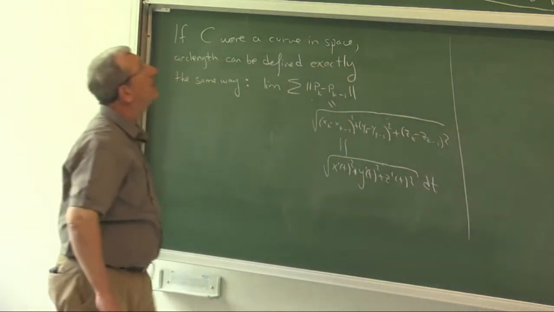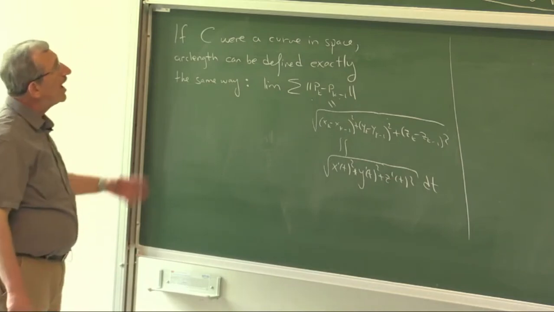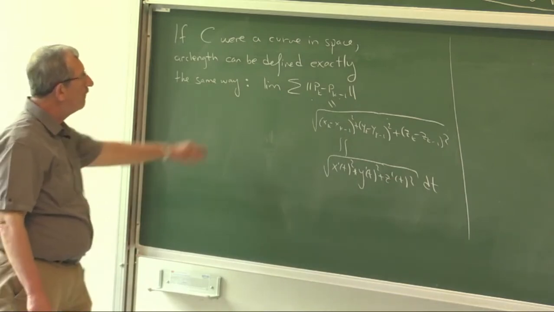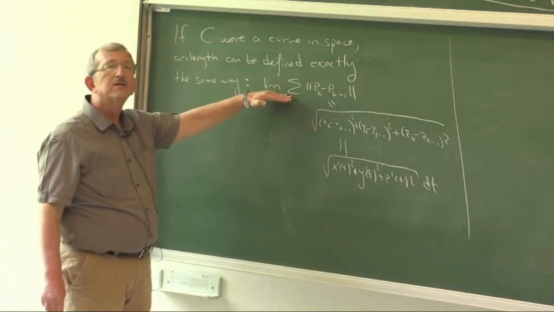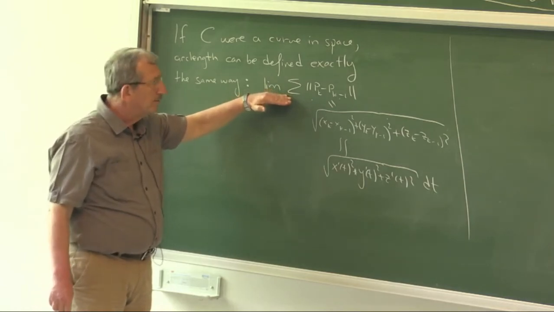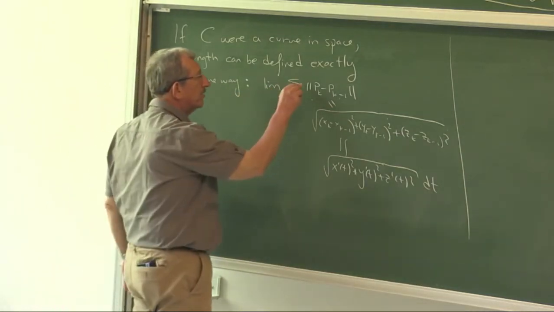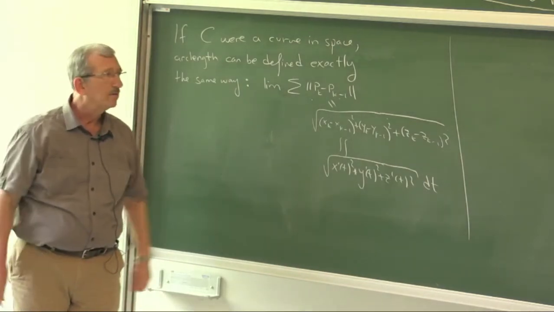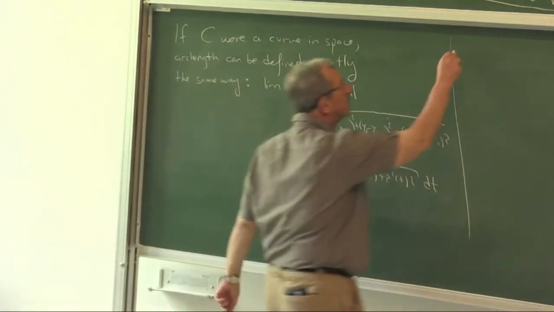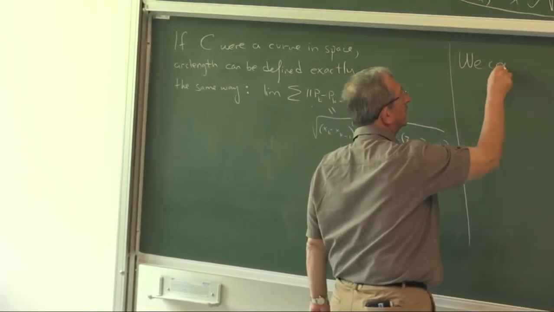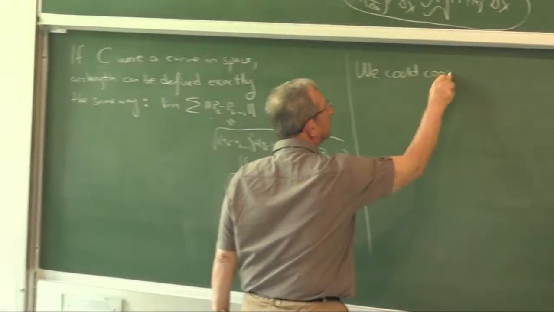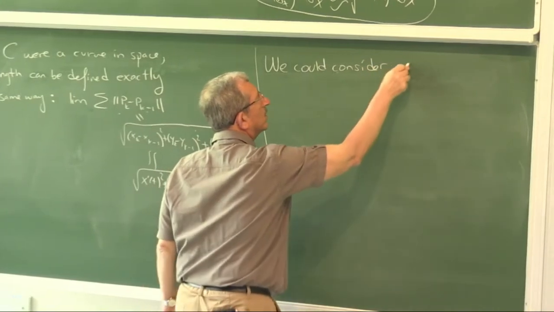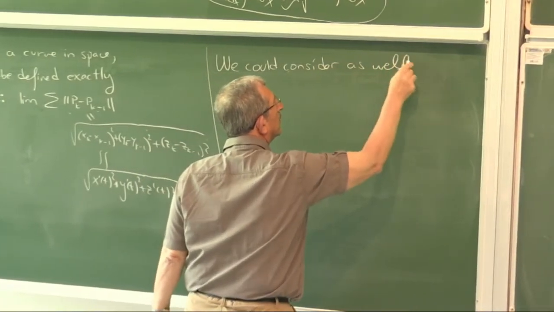Now, suppose we have the same type of integral, that is this limit. But somewhere here, we put a function. What would happen? Well, we could consider as well the following.